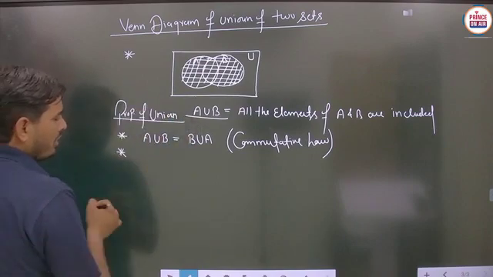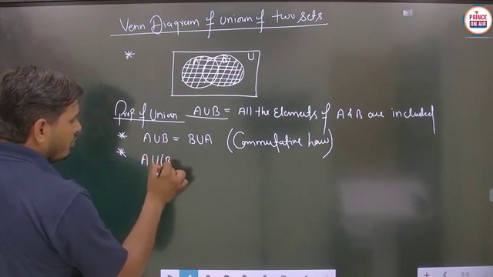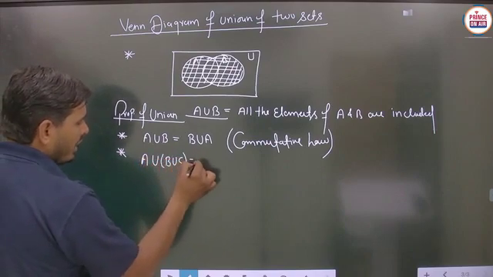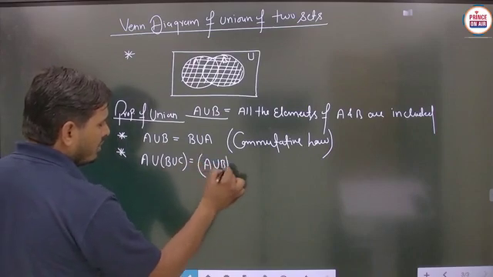Next, student, we are saying suppose A union B union C, and here we are taking A union B and union C.